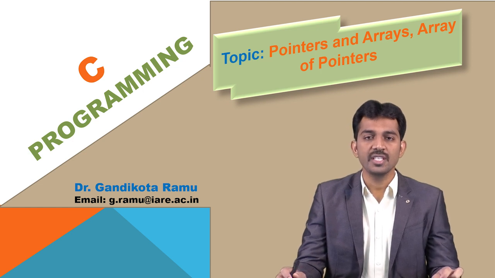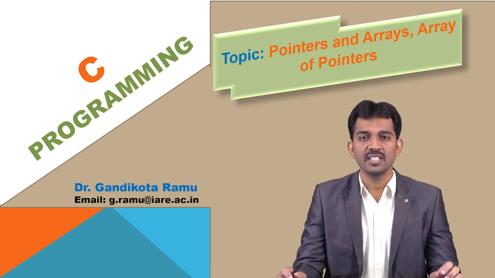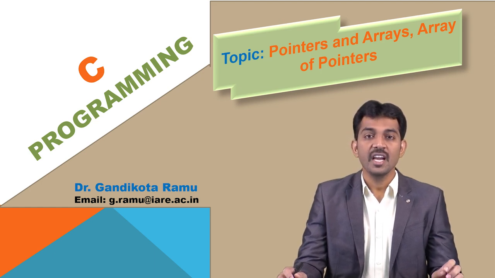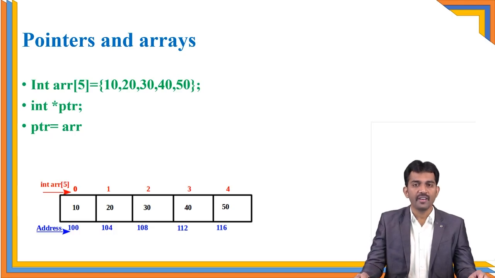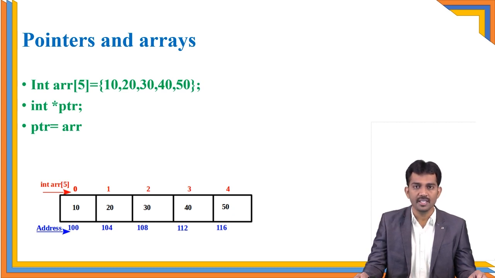Today's class, we are going to see how to access arrays using pointers, as well as how to create an array of pointers. First we will see how to access an array using pointers. For example, here I am going to take an array with five elements, 10, 20, 30, 40, 50, and I am going to create one integer pointer.